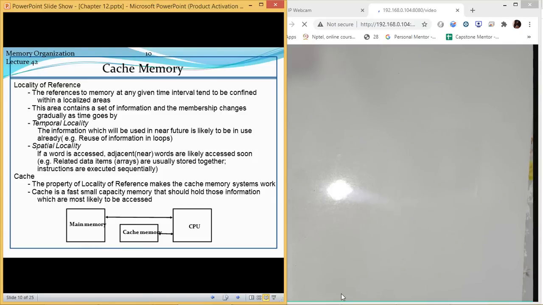Our today's topic is related to cache memory, and we are also going to talk about different types of other memories which we use in our computer. So first of all, let us talk about the cache memory. It is a small memory which we have in our computer, and it is generally organized in layers.